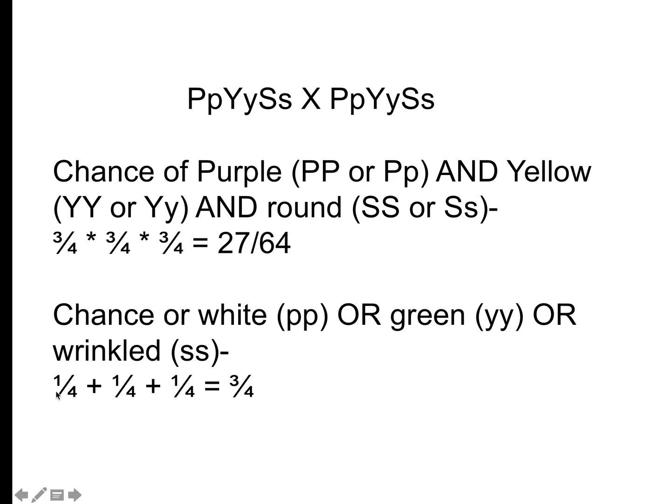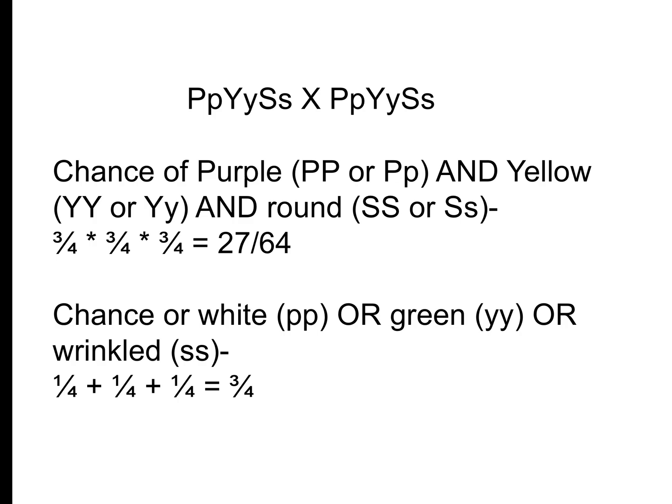So I add up 1 out of 4 plus 1 out of 4 plus 1 out of 4, or 3 out of 4 individuals in that Punnett square will be recessive for one of the three traits. And only 1 out of 4 won't be recessive for any of the three traits.